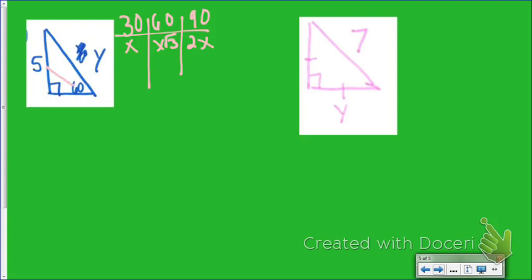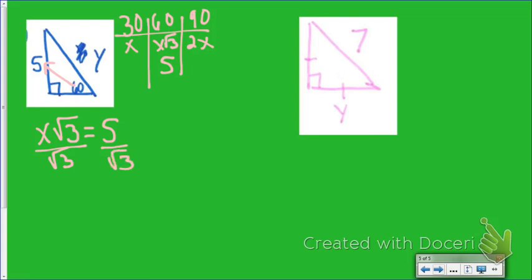I know that 5 is across from 60. It doesn't touch 60, so 5 goes in that column. And again, I need to solve for x. So I'm going to write down what I know down here. I know that x times the square root of 3 is equal to 5. So I need to get x by itself, and I do that the same way I would if I had 5x equals 10. I need to divide by what's with the x, and in this case, it's the square root of 3.